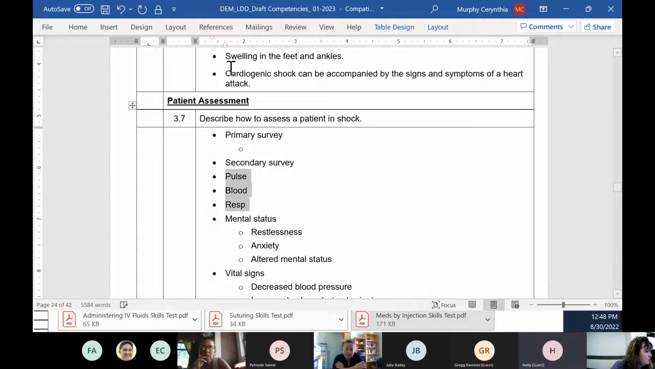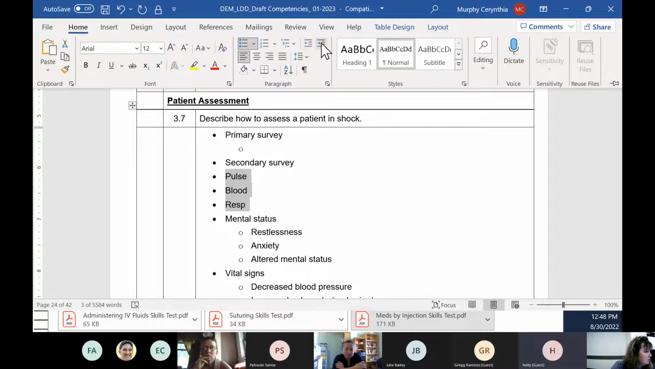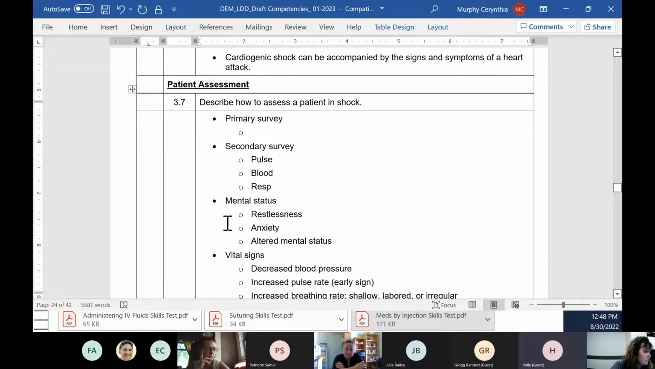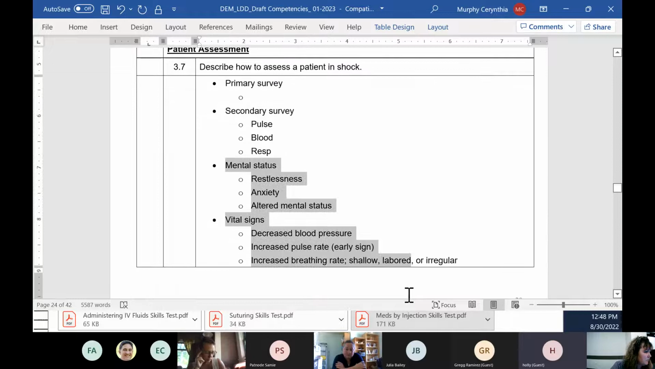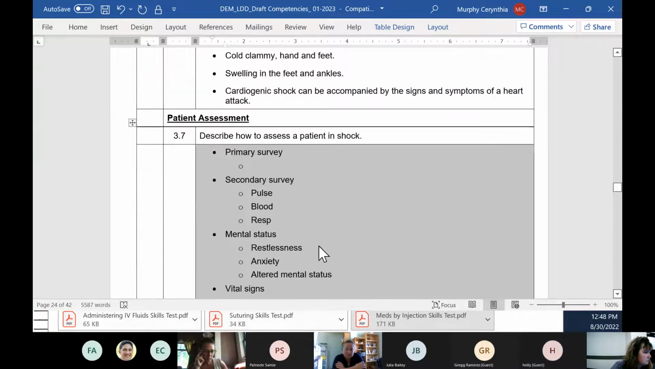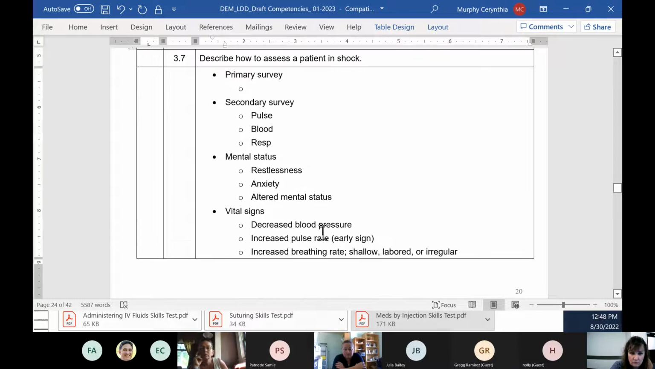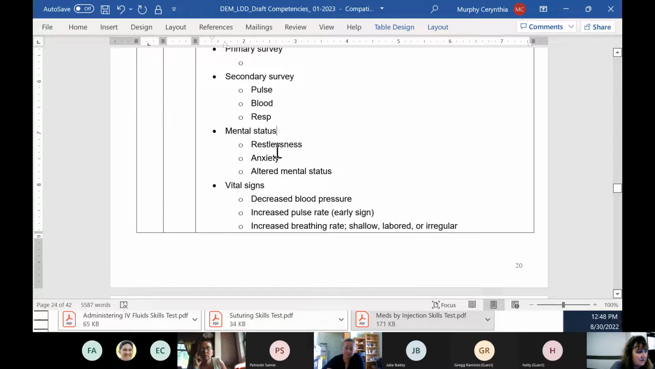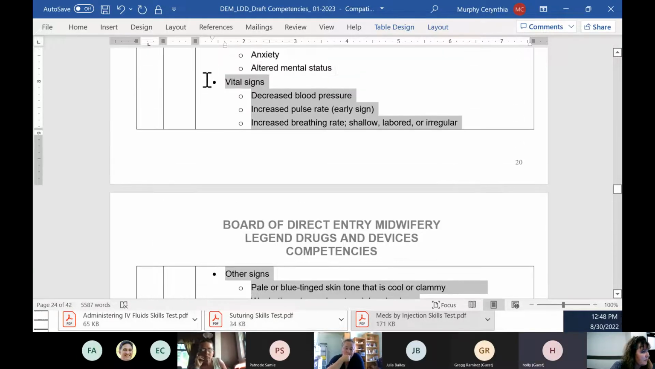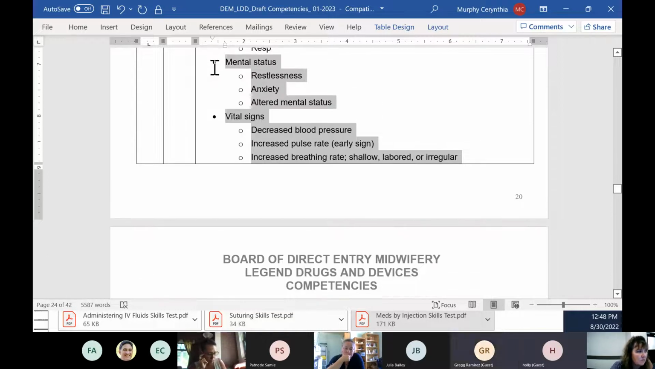Now, the reality is we don't often come on to people laying on the ground in the bathroom, although that could happen for sure, or the kitchen or wherever they are. So if we want to teach it in another way, as just signs and symptoms, we could totally do it that way. Is anybody opposed to primary, secondary, or do we want to keep mental, vital, and other? Well, those all fit into the other stuff.